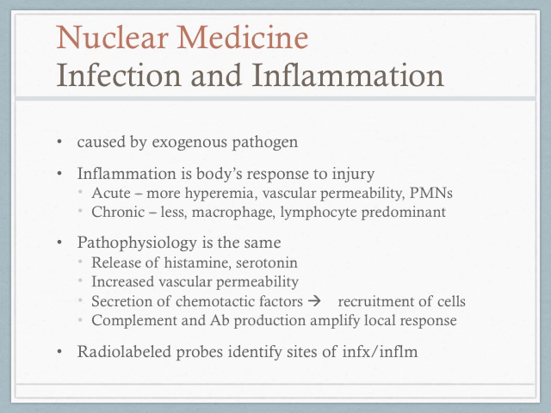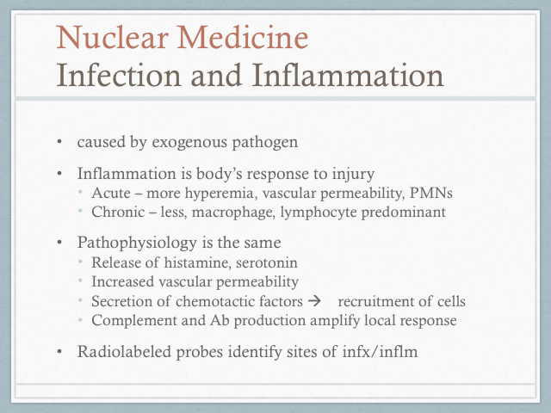So at this point, nuclear medicine does not have the capability to differentiate between infection and inflammation. Both have a similar pathophysiology. Inflammation is the body's response to injury, basically. In the acute phase of inflammation, there's more hyperemia, vascular permeability, and polys predominate, whereas in chronic inflammation, you have less hyperemia, and a more macrophage and lymphocyte predominant response.